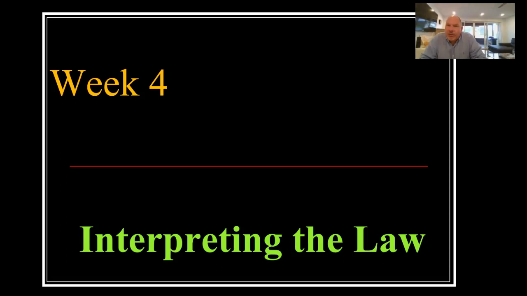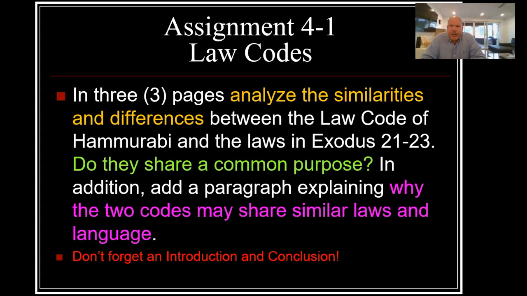We're now moving out of the genre of narrative and beginning to look at how the law is interpreted throughout the Old Testament. Now, this week we have a few assignments. Assignment 4.1, we're going to be looking at law codes. So in about 3 pages, I want you to analyze the similarities and the differences between the Law Code of Hammurabi and the laws of Exodus 21 to 23.